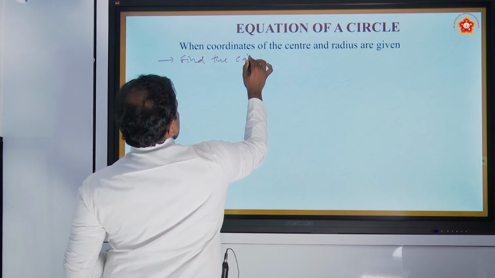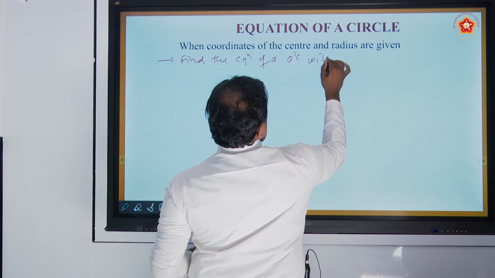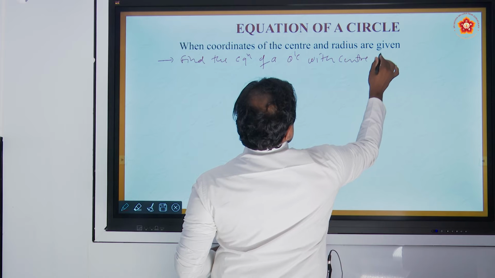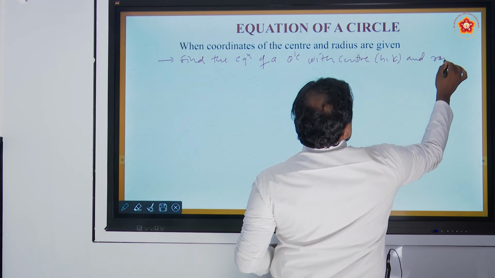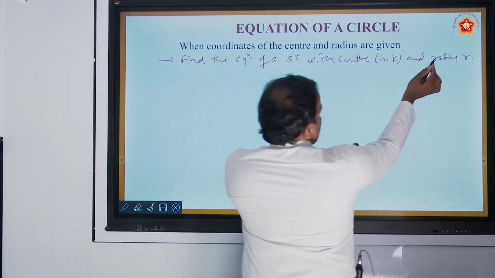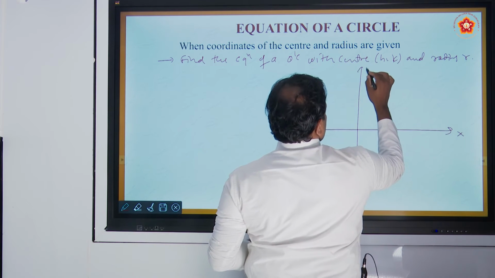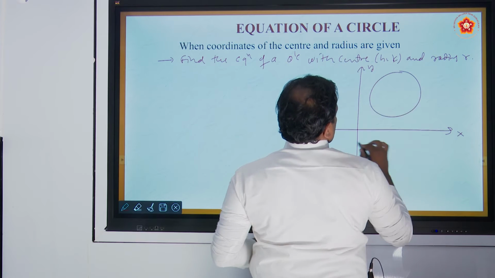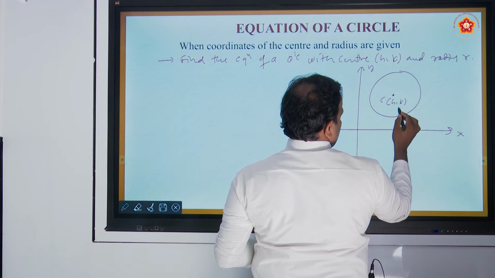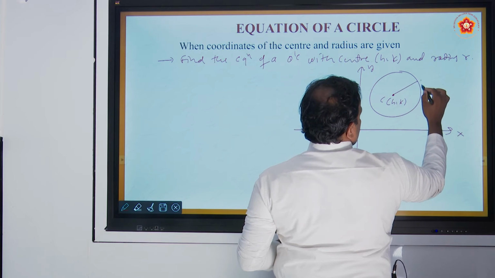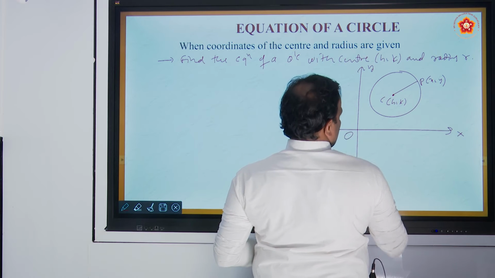Find the equation of a circle with center h comma k and radius r. Okay, center given here is h comma k. Which is in the first quadrant. This is center. Center means h comma k, both are positive, first quadrant. Same, take P any point x comma y on the circle. Join OP. Here is origin.